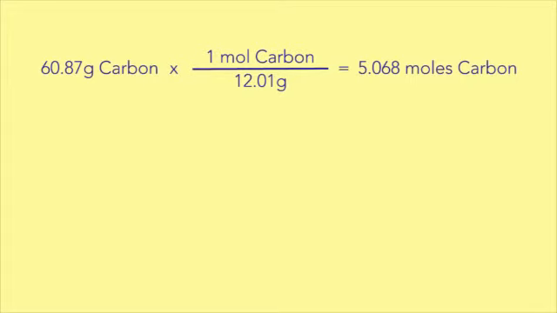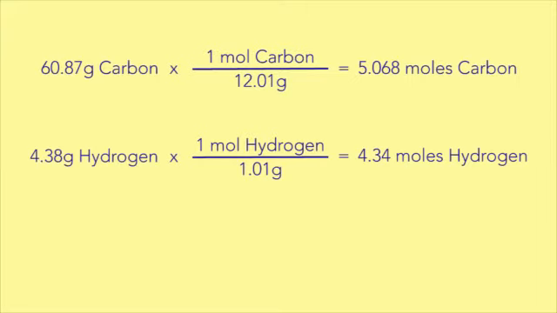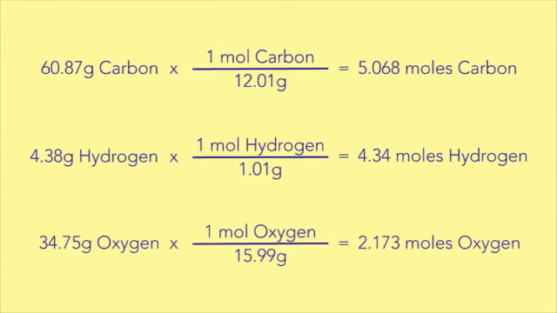So if we use dimensional analysis to convert the 60.87 grams of carbon in our sample to moles, we get 5.068 moles of carbon. Next, let's convert the 4.38 grams of hydrogen to moles. The molar mass of hydrogen is 1.01. So there are 4.34 moles of hydrogen in the sample. Finally, let's convert the 34.75 grams of oxygen to moles. If we look at our periodic table, we see the molar mass of oxygen is 15.99 grams. So we have 2.173 moles of oxygen.